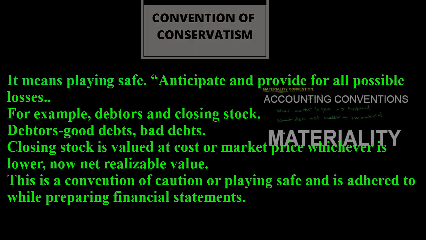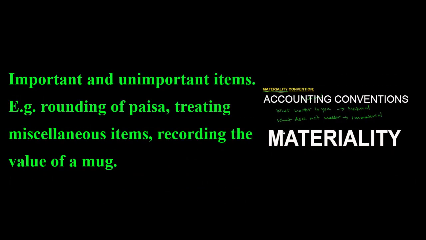The last one is the materiality concept. Materiality means what is important and what is unimportant. So that principle or convention needs to be followed in some specific areas like rounding of values. For example, 999 rupees, they can make it 1000. Even there is a practice now, when they add different values, if it comes in paise, they will round it off to the nearest rupee. That is valid and accepted.